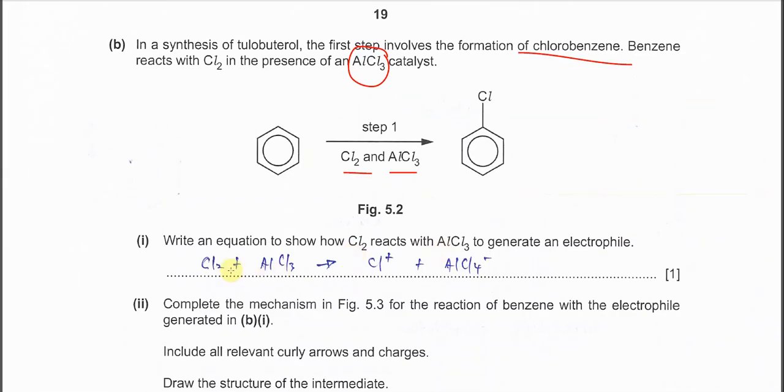Very easy. So the chlorine reacts with the AlCl3. The AlCl3 will get one chloride from the chlorine molecule, and it will form AlCl4 negative. At the same time, it will form this chlorine ion, Cl positive. This is the electrophile that reacts with the benzene ring.